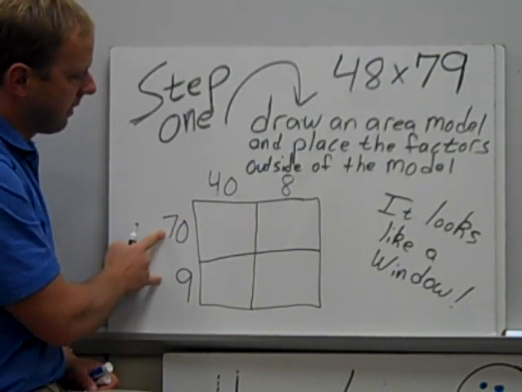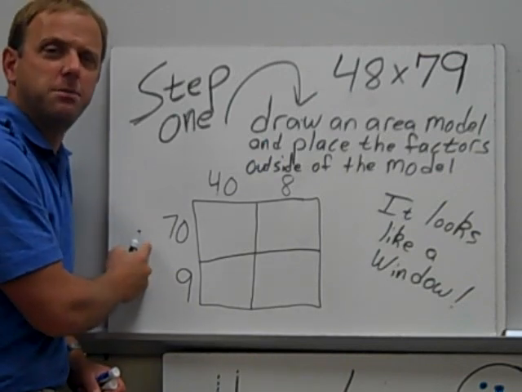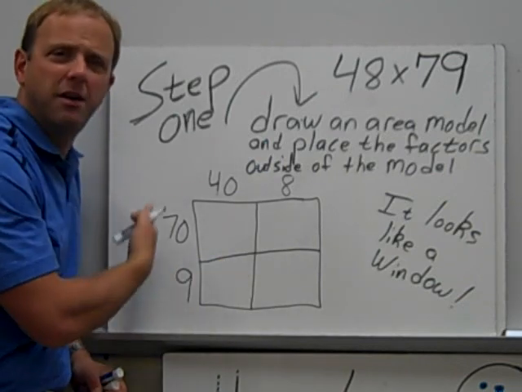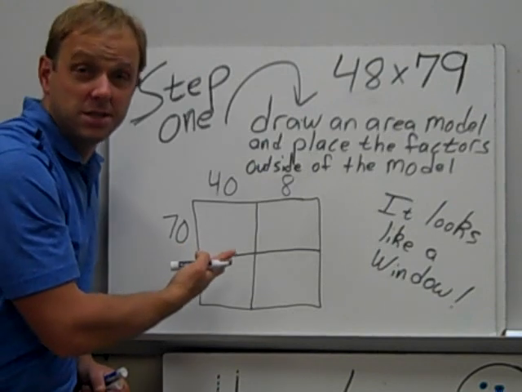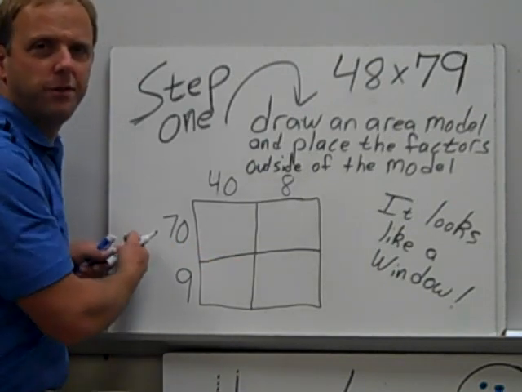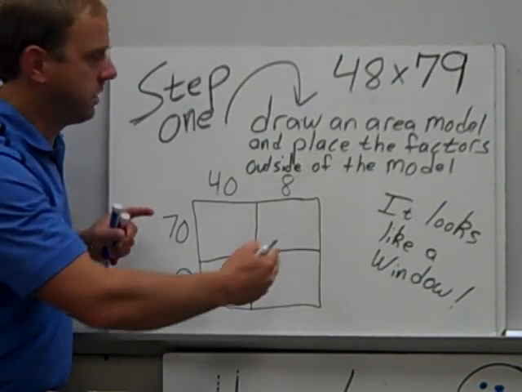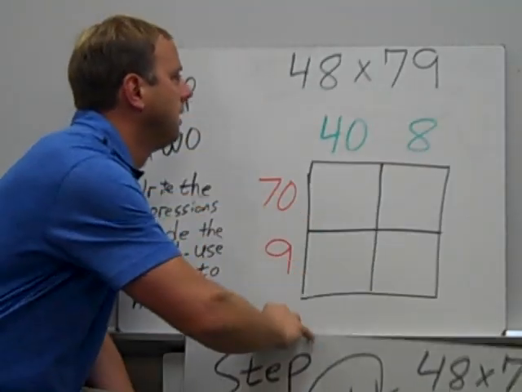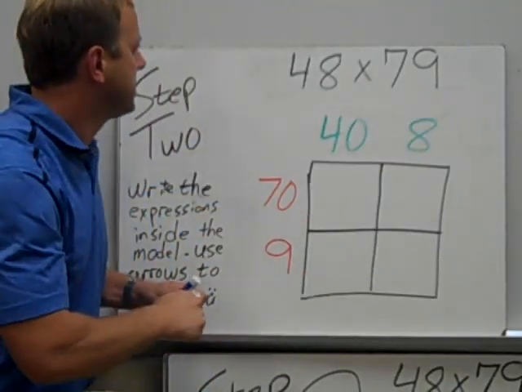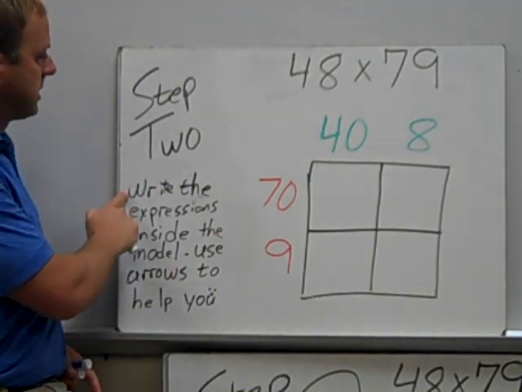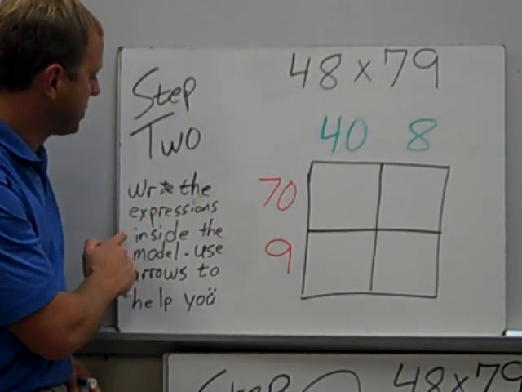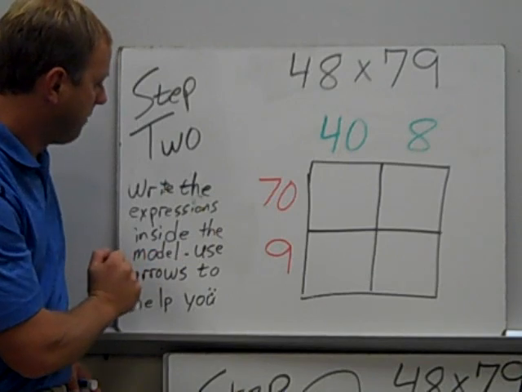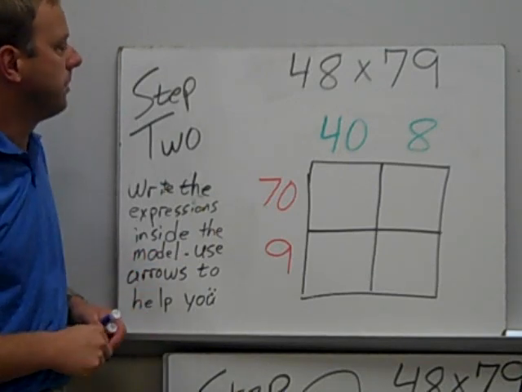Please notice I wrote down the left-hand side. That is important. It's a good kind of consistent practice. It goes along with what we've done on our one-digit by four-digit. Now, once I've done that, I go to the next step. It says write the expressions inside the model. Use arrows to help you.